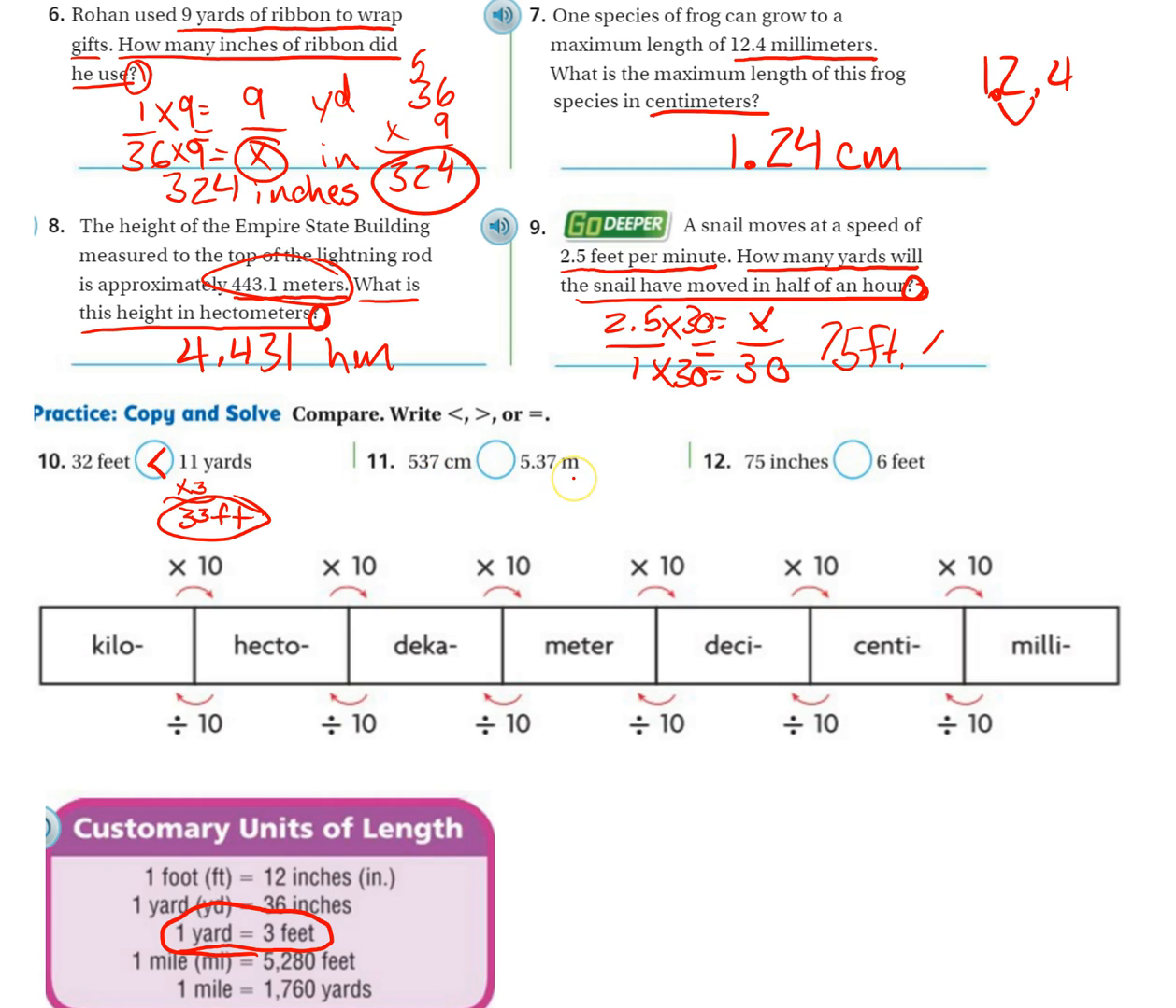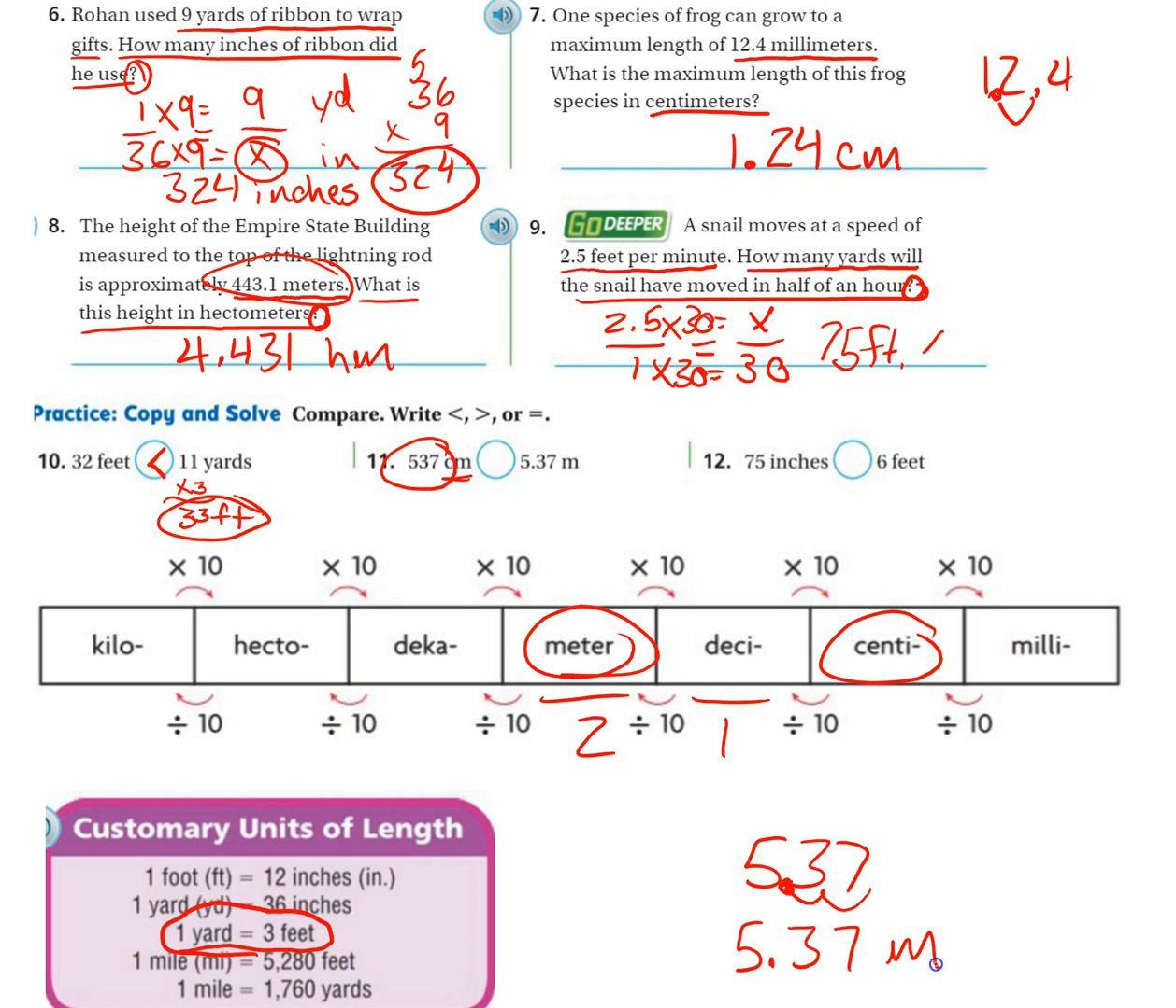Comparing centimeters to meters. Okay, so let's just start with where they start us, right? Makes sense, start where they start us. We're going centimeters to meters. Okay, so we have to move the decimal over 1, 2. So we started with 537. Start with where they start you. Move the decimal over to the left twice, 1, 2. So my new number is 5.37 meters. And we can see, yep, 5.37 meters. So these two are equivalent to each other.